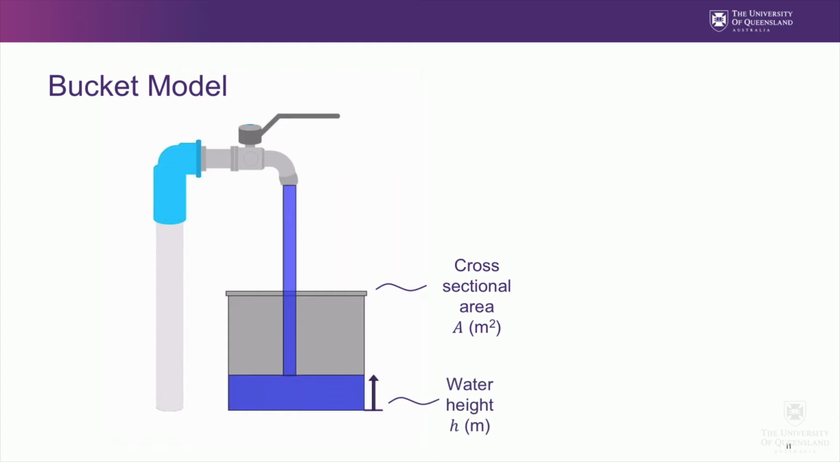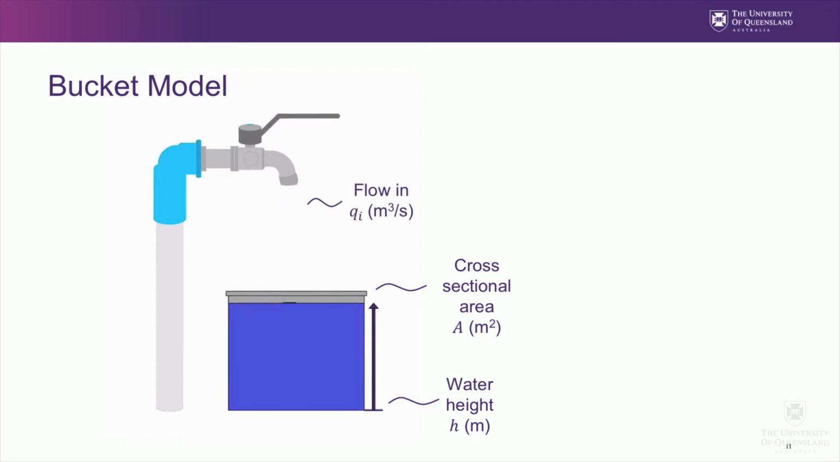If the container has straight sides, its cross-sectional area will be constant, say A metres squared. If the flow rate of water into the bucket is Q metres cubed per second, then the rate of change of height of water, measured in metres per second, is given by a first-order differential equation. The derivative of water height h with respect to time is equal to the flow rate Q divided by the cross-section area A. Note that this equation is dimensionally consistent.